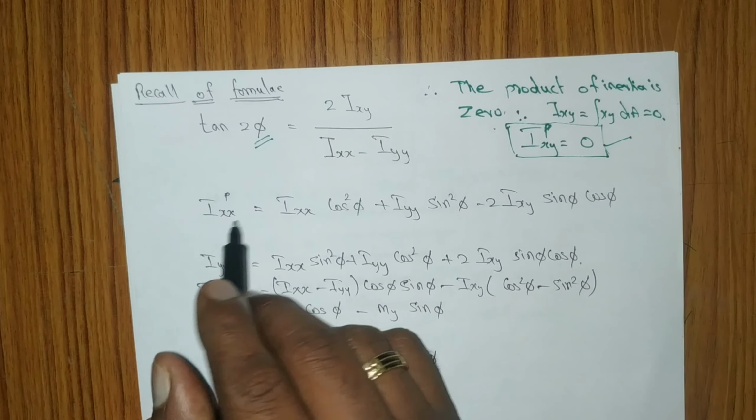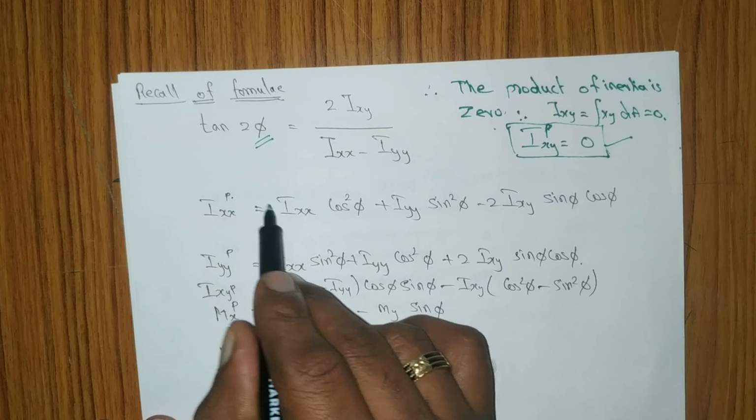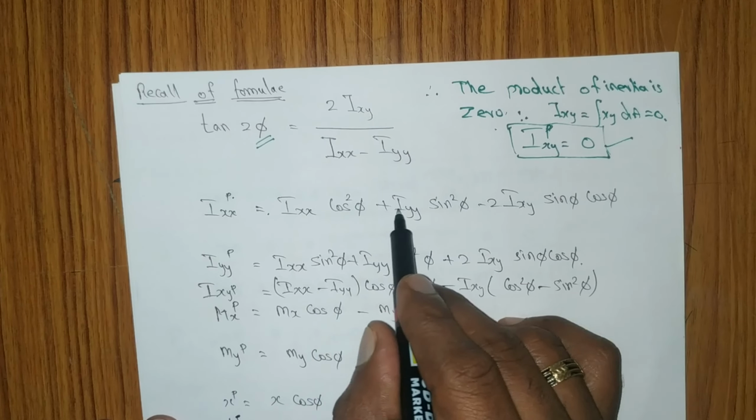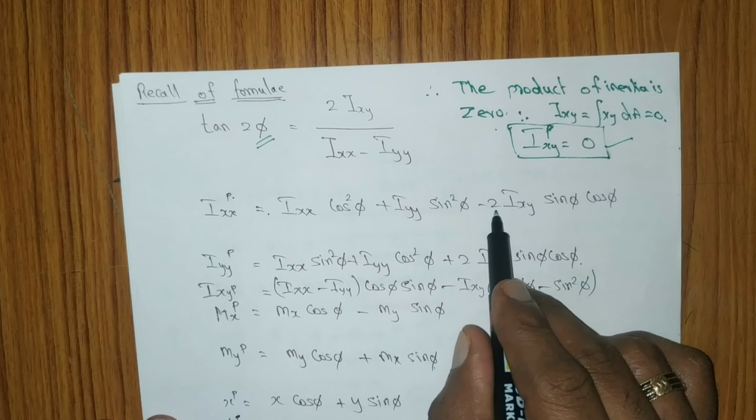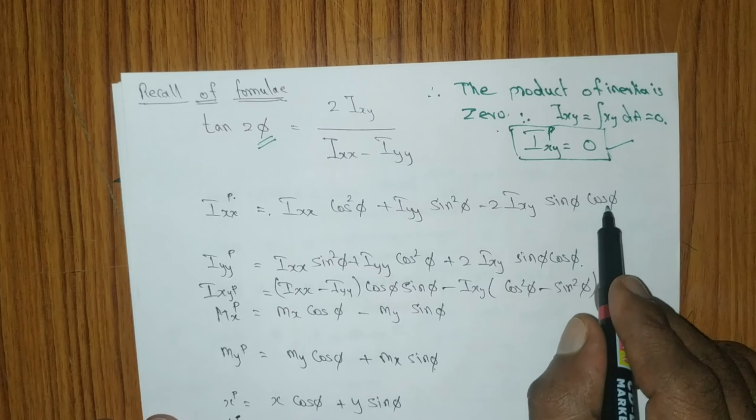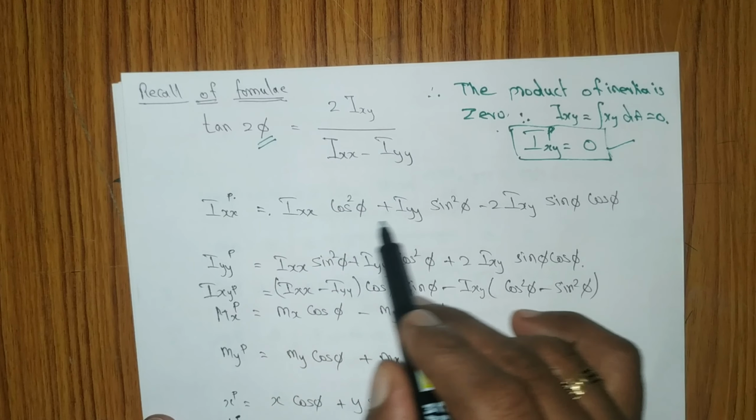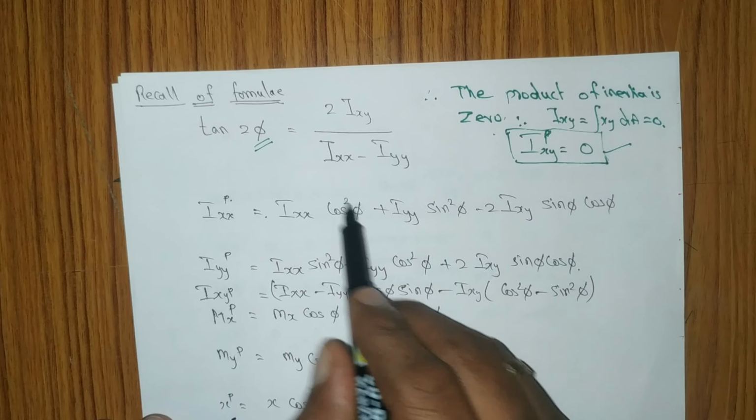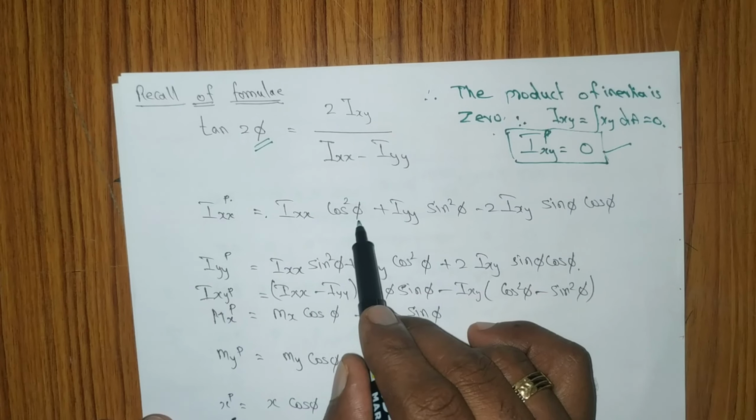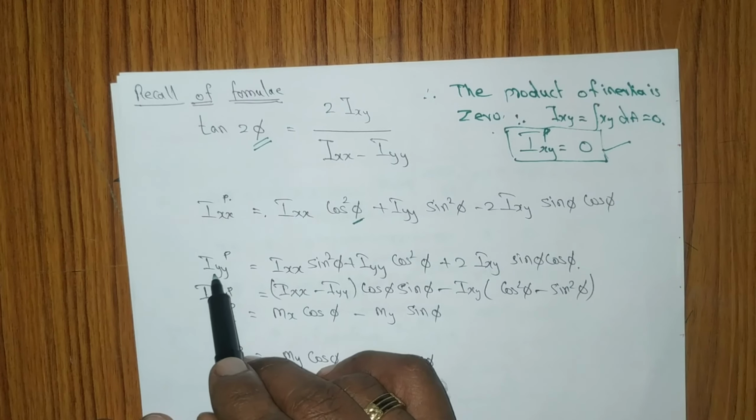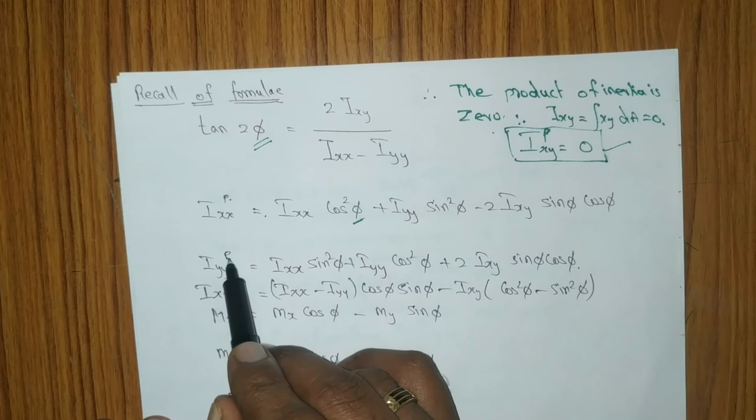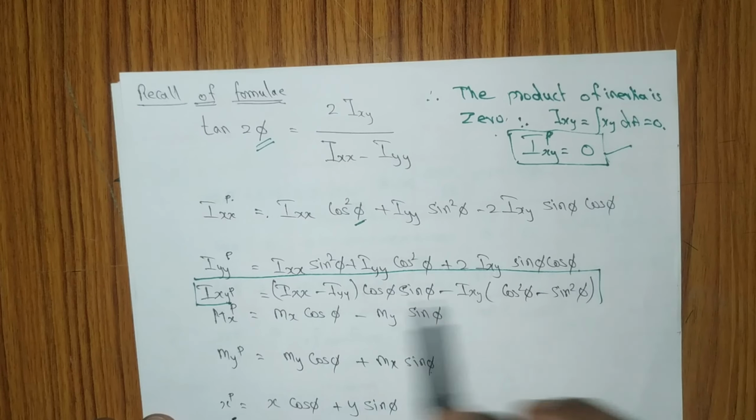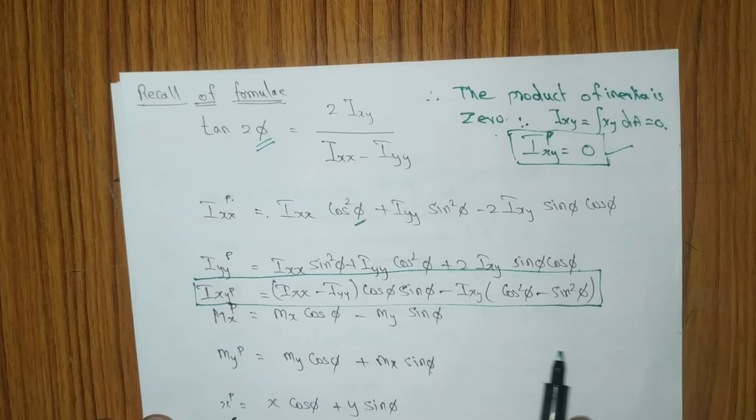The formula for Ixx for the principal axis is Ixx cos square phi plus Iyy sin square phi minus 2 Ixy sin phi cos phi. So we need to identify Ixx, Iyy, Ixy in the usual method, then by using the tan 2 phi formula we calculate the phi value. Similarly Iyy p, that means Iyy for the principal axis, and Ixy for the principal axis. If you calculate this value you will get 0 if the problem is solved using the principal axis method.